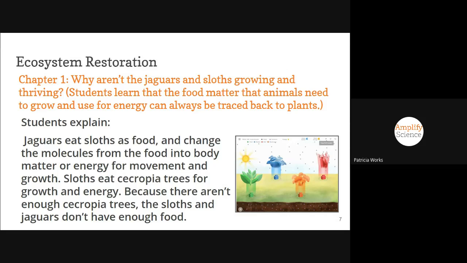The sloths eat the body matter of cecropia trees as food so they can grow, and they change the food molecules from the cecropia trees into molecules that build their body matter or release energy for movement and growth. Because there aren't enough cecropia trees in the failing rainforest ecosystem, the sloths and jaguars did not have enough food.